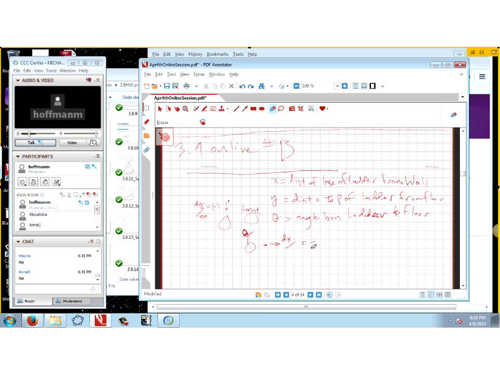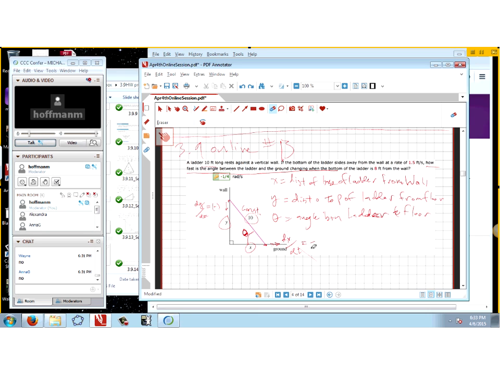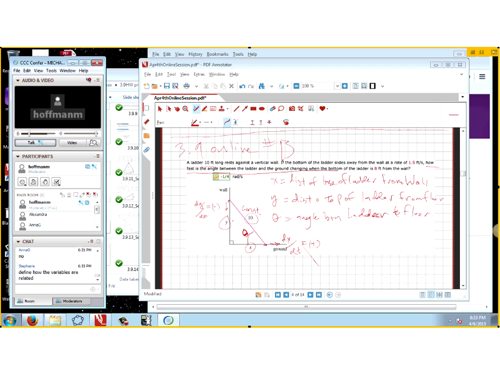Okay, so maybe you can observe what we need to do next. What do you think we should do next? Okay, so that's constant. Notice that this distance is going to be shrinking, so the derivative with respect to y is going to be negative. It's going to go down. Define how the variables are related.